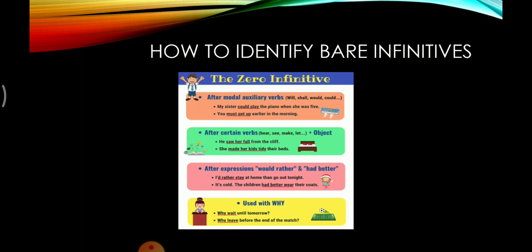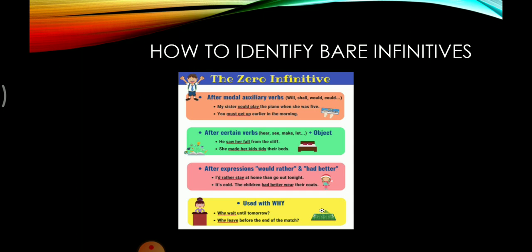After expressions would rather and had better. I would rather stay at home than go out tonight. It's cold. The children had better wear their coats. So, if a verb is used after would rather or had better, it will be a zero infinitive.